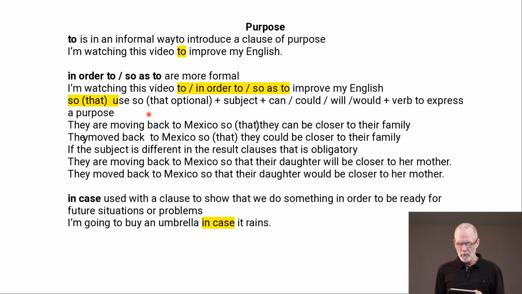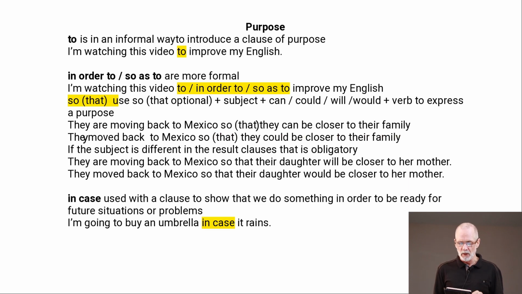Use so plus that plus the subject plus can, could, will or would plus the verb to express a purpose. This sounds very complicated, so let's have a look at the examples. They're moving back to Mexico so that they can be closer to their family. So the word "that" is optional. We can also say they're moving back to Mexico so they can be closer to their family. We can omit the "that".